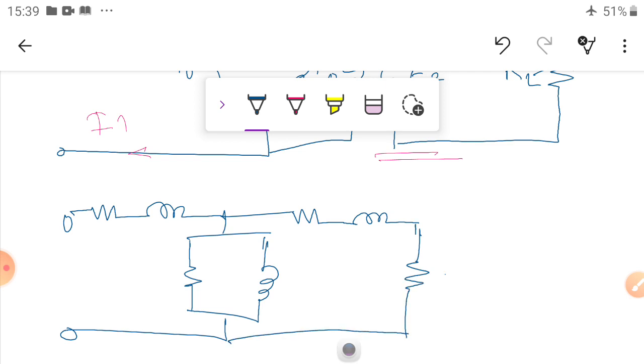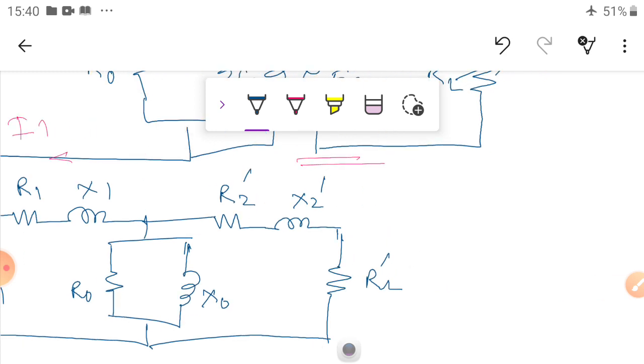So this is called RL, this is R2 dash, this is X2 dash, all referred to the primary side. This is X0, this is R0, this is R1, this is X1, and this is V1. What are R2 dash and R1 dash? This is the equivalent resistance referred to the primary side. Then we can write these equations.